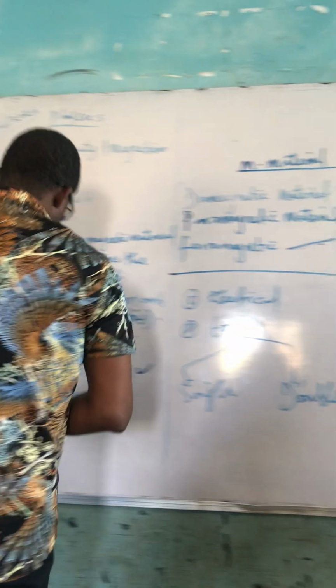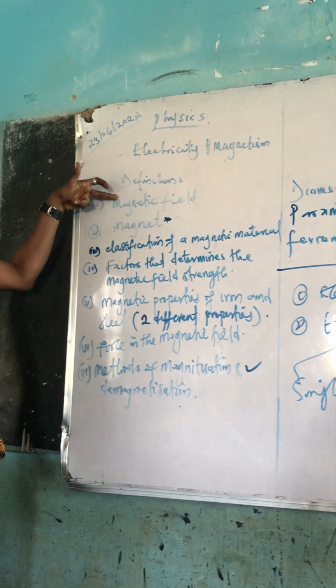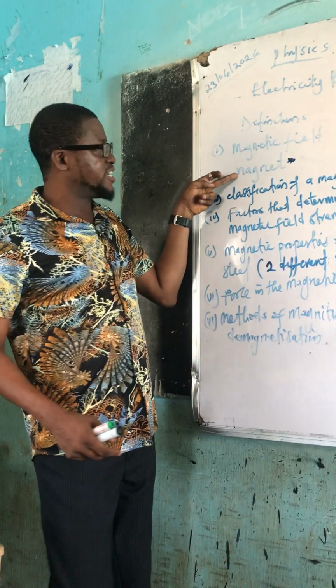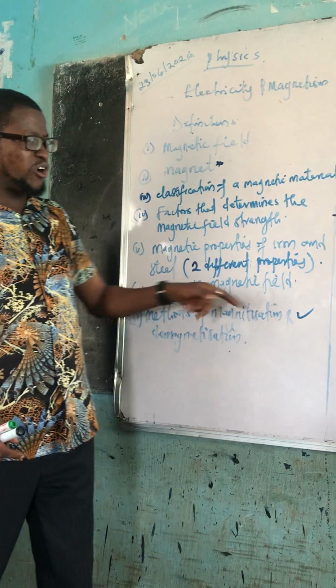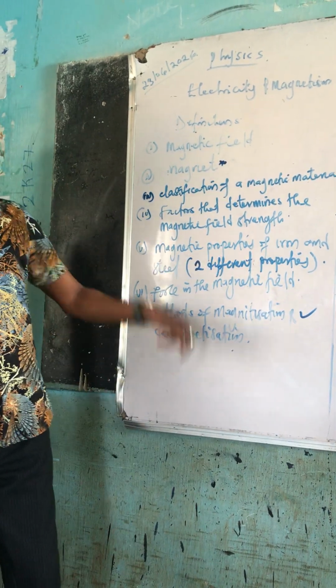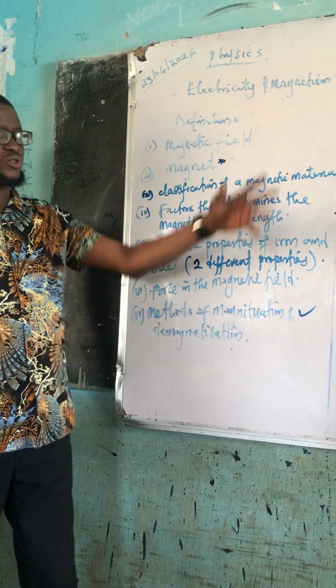So welcome back again. We are done with the definition of magnetic field. We are done with magnet. We are done with classification of magnetic material. We are done with methods of making a magnet and methods of demagnetization. That is what we have just explained.